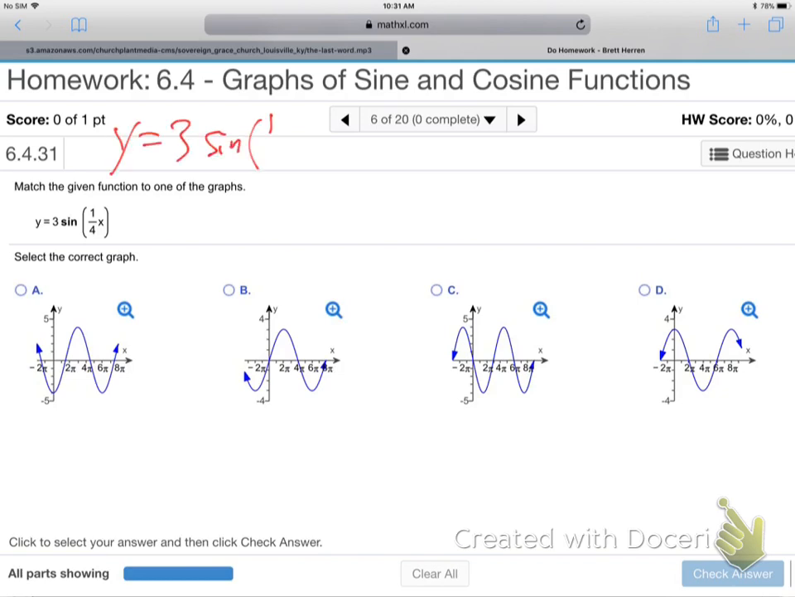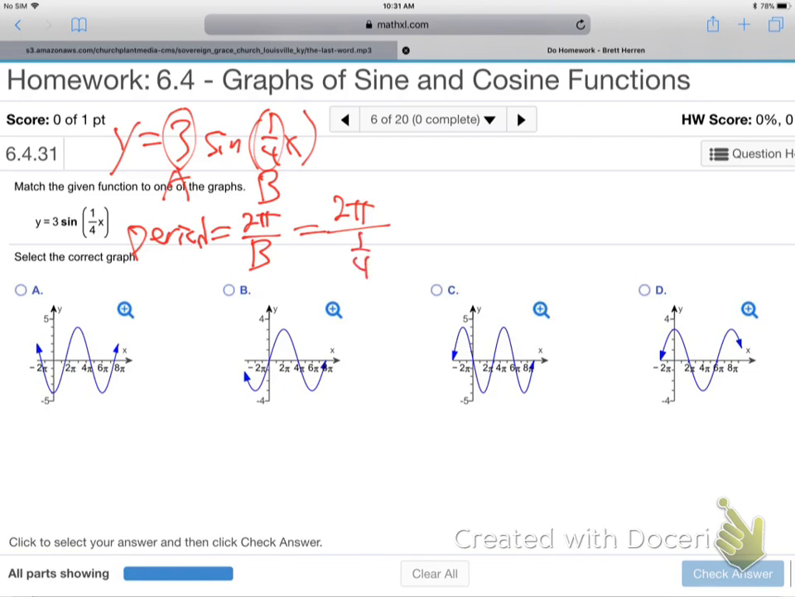3 sine 1/4 x, okay? And you know this is the amplitude, 3. The b is 1/4, so let's find the period. The period is 2 pi over b, so 2 pi over 1/4. So far so good, right? Finding the period here, grab that 1/4 and flip it up there. So 2 pi times 4 over 1, that's 8 pi. We good so far? So the period is 8 pi.